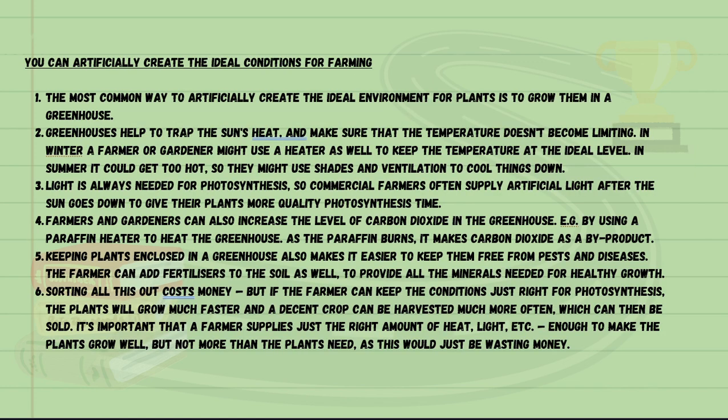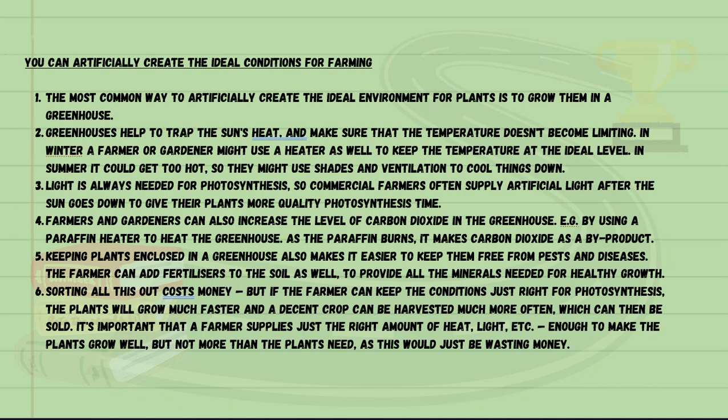You can artificially create the ideal conditions for photosynthesis. The most common way to artificially create the ideal environment for plants is to grow them in a greenhouse. Greenhouses help to trap the sun's heat and make sure that the temperature does not become limiting. In winter, a farmer or gardener might use a heater as well to keep the temperature at the ideal level. In summer, it could get too hot, so they might use shades and ventilation to cool things down.